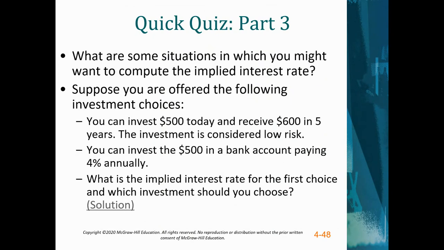Okay. What are some situations where you want to compute the implied interest rate? Suppose you're offered the following choices. I can invest $500 today and receive $600 in 5 years, and the investment is considered low risk. Or I can invest $500 in a bank account paying 4% annually. So basically, I want to figure out what the implied interest rate on the first choice is. Is it greater than 4% or less than 4%?